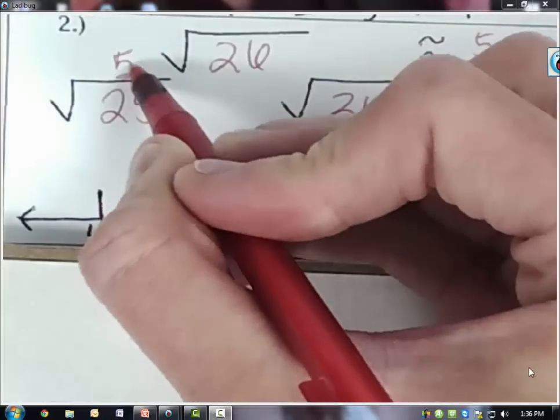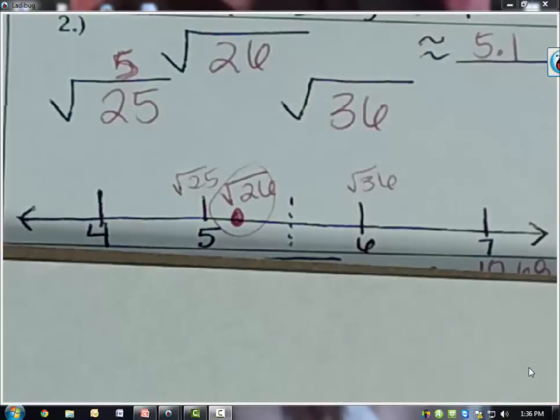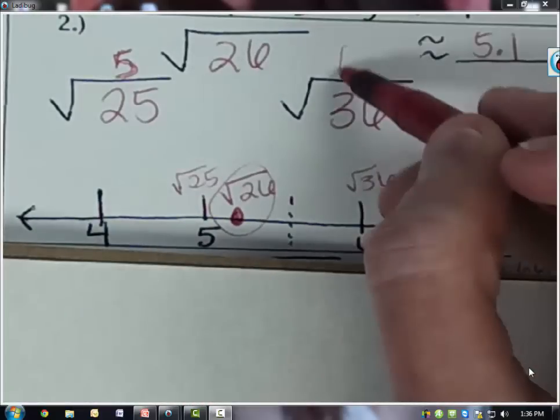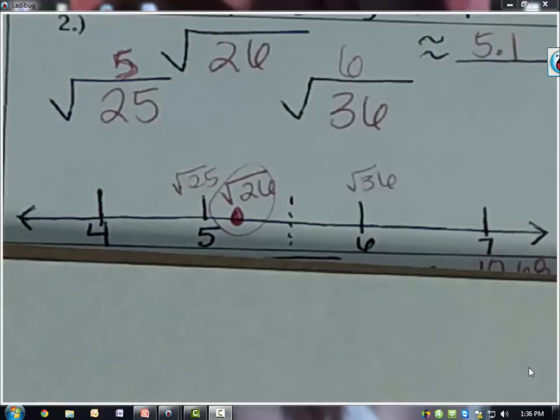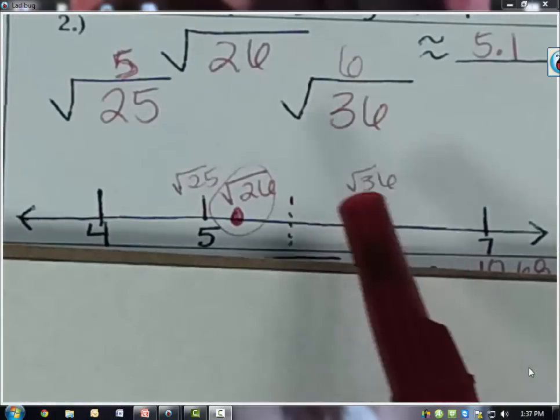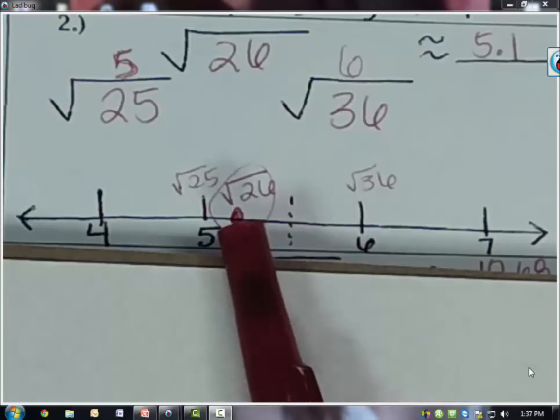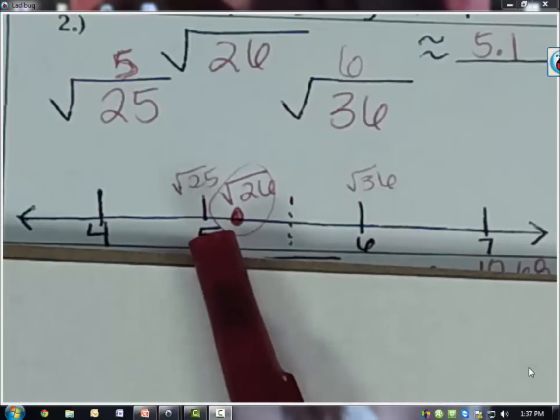So I think of numbers. What would 26 be between? It's going to be between 5 and 6. It's all about estimating, and estimating is all about knowing your perfect squares. On a number line, the square root of 26 would be between 5 and 6. Why do you think I placed the square root of 26 closer to 5? Exactly, because it's 1 away. That is a lot closer than being 10 away from 26 to 36. It's a lot closer to 5 than it is to 6. So that's why it's very close to 5 here.